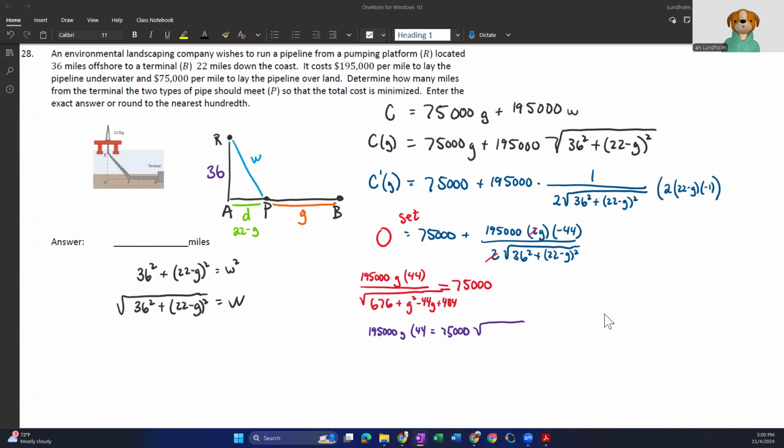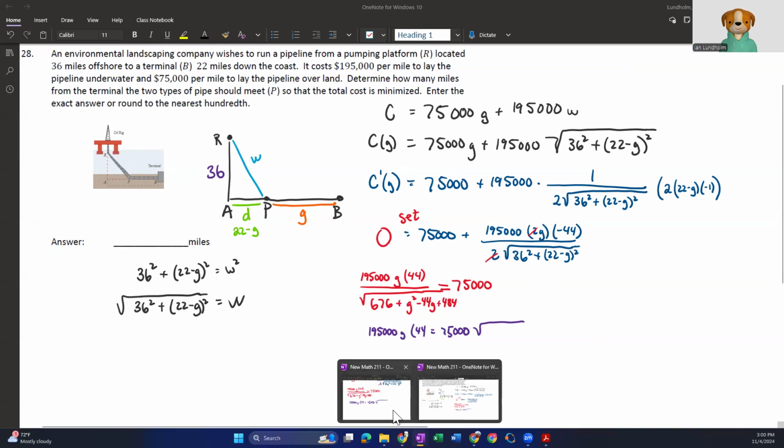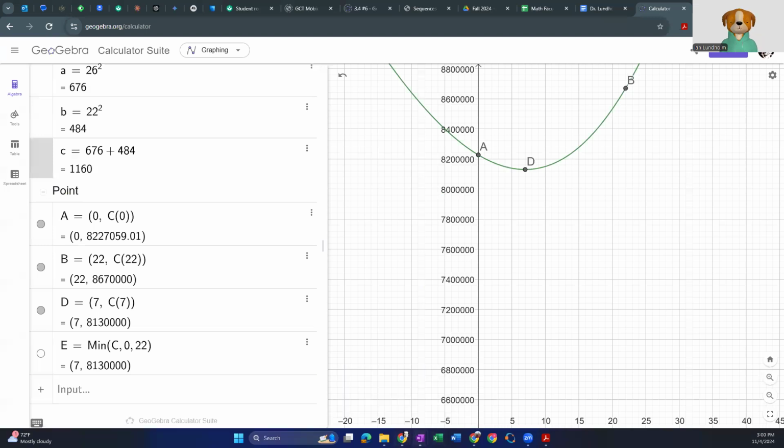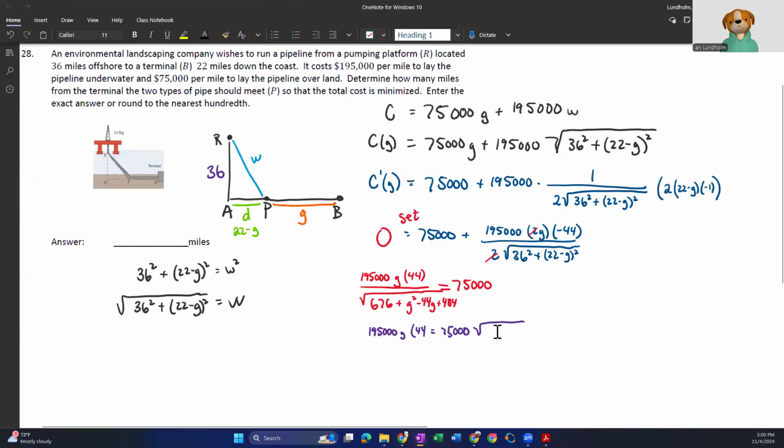here, let's add 676 to 484. Seriously, I don't want to do that. 676 to 484. It's going to be adding 1,160. So we get g squared minus 44g plus 1,160. Cool.